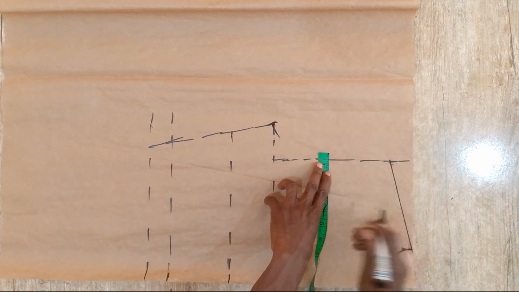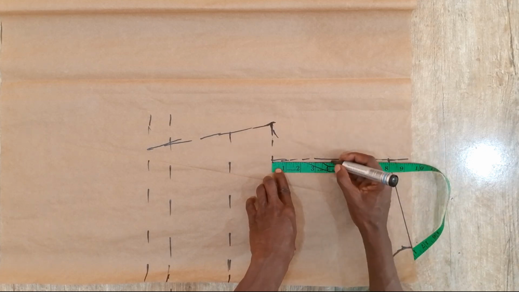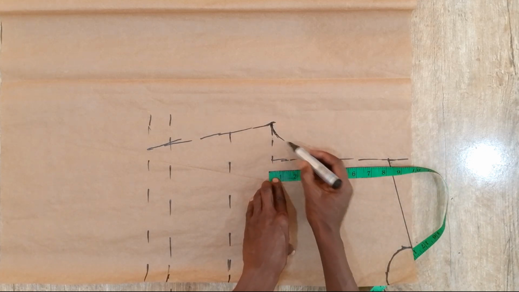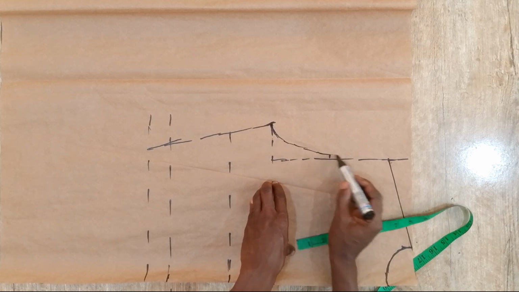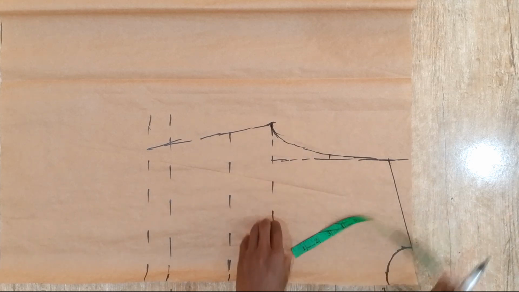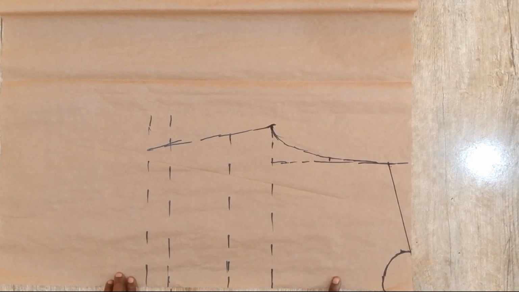Let me do it this way. Mark the center line, which is 8 inches, divided by 2, that is 4. Then while drafting your armhole, don't let the thing cross inside. So just do it this way. Then we are going to cut it out. These are back pattern for the upper body.